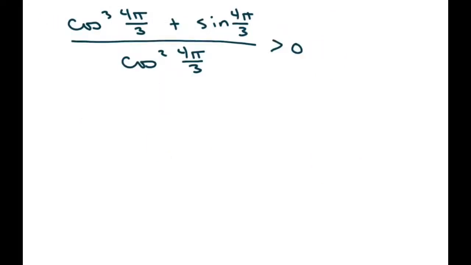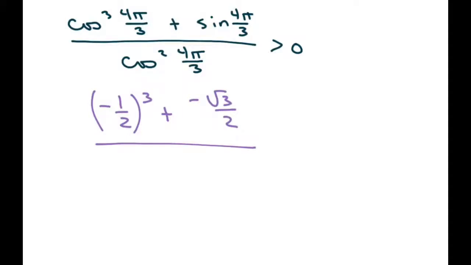And the last one we have is this one. So we have 4 pi over 3 again. Or no, we didn't have that before. So we have cosine cubed of 4 pi over 3. So cosine of 4 pi over 3 is negative 1/2. Then you cube it. Sine of 4 pi over 3 is negative square root of 3 over 2. And then the denominator, we're just going to have negative 1/2 again, but squared. And we want to know if this is positive.